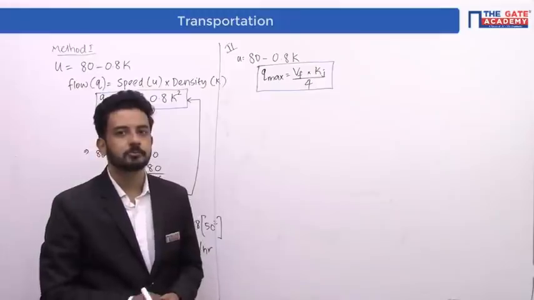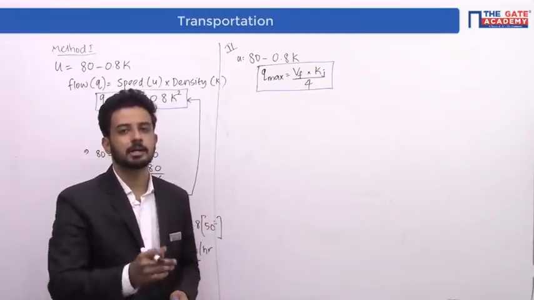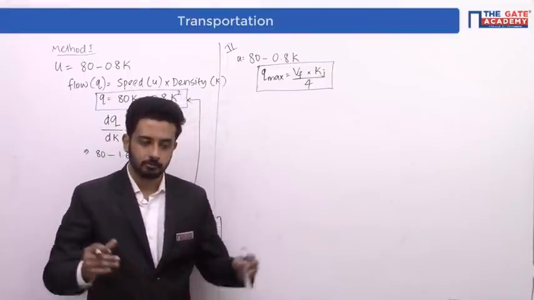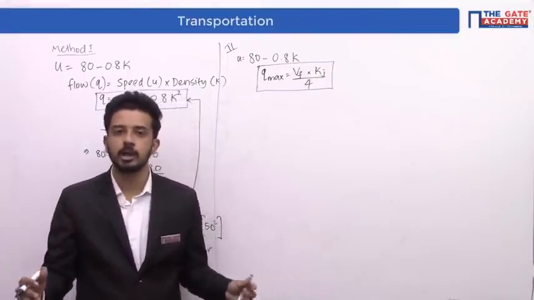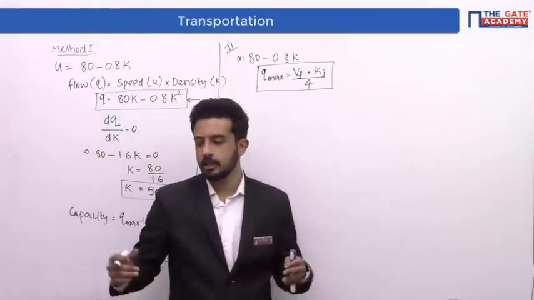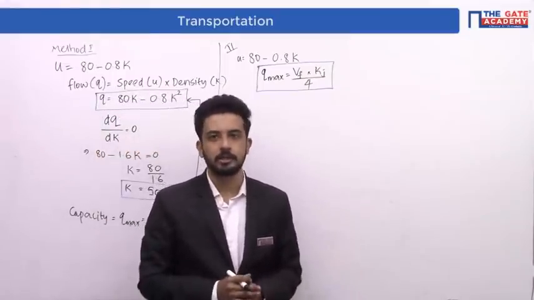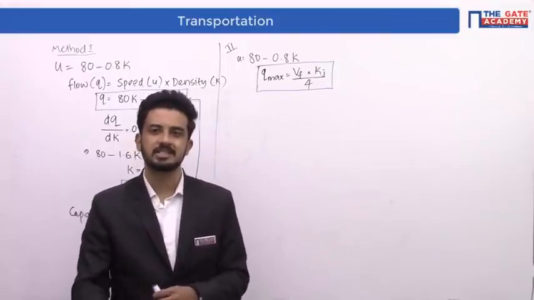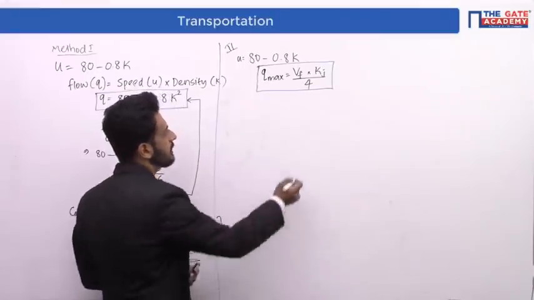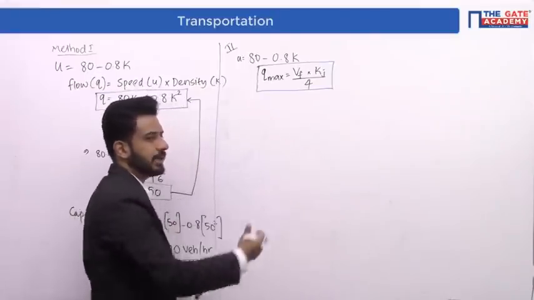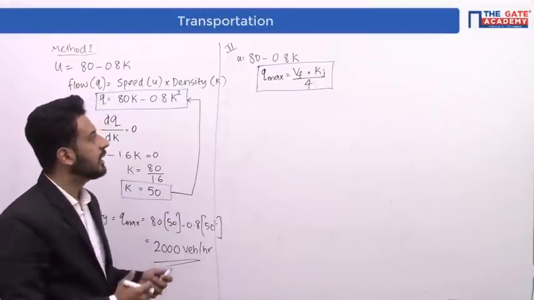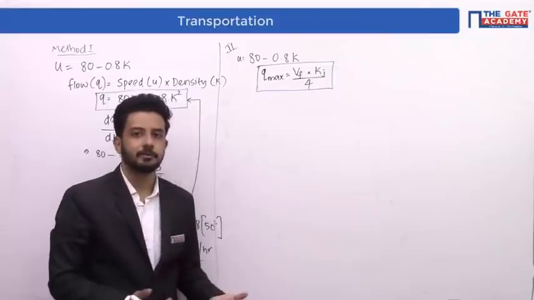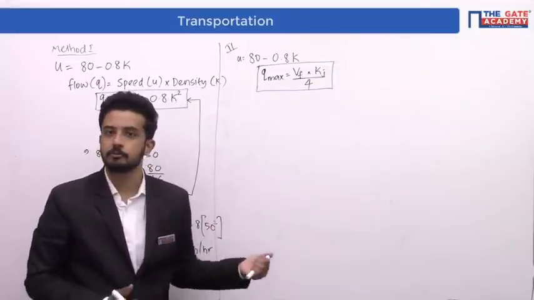kj means what? k at jam condition. What is the density at jam condition? In a jam condition of the road, how many vehicles are present on the road per kilometer? That we represent as k suffix j. j represents jam condition. Now, if I obtain the values of Vf and kj, I can directly substitute in the equation and find the maximum value of q.